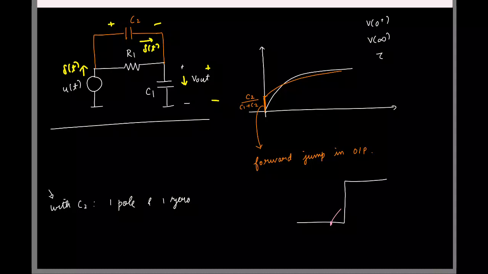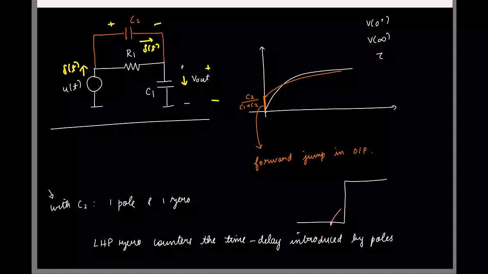Okay, so the bottom line is LHP zero counters the time delay introduced by the poles, and we saw time delay is actually a bad thing when you have a negative feedback. So this kind of helps in making the system stable.